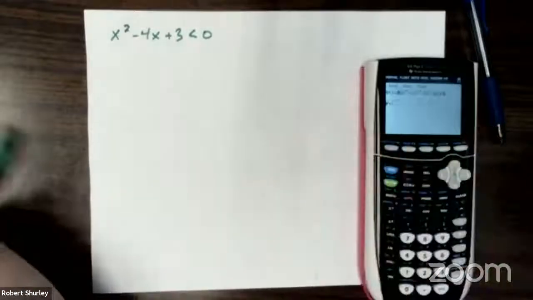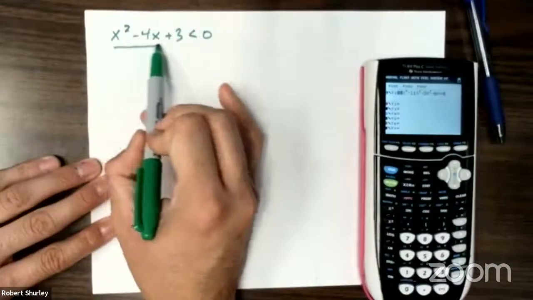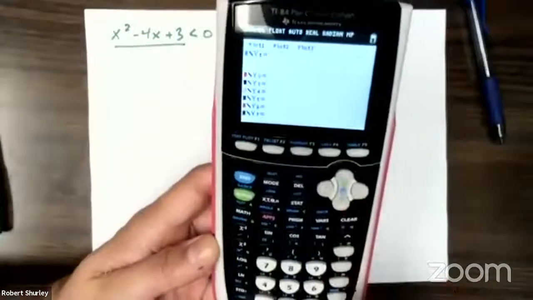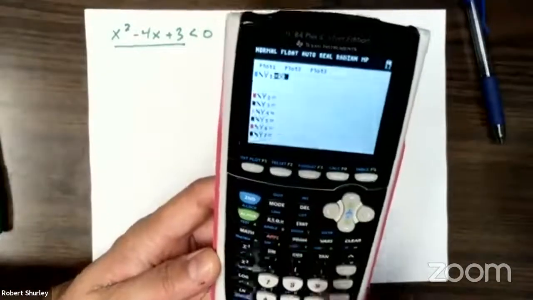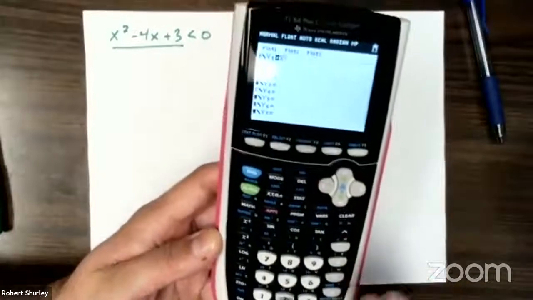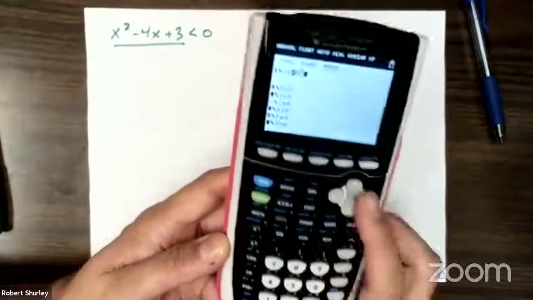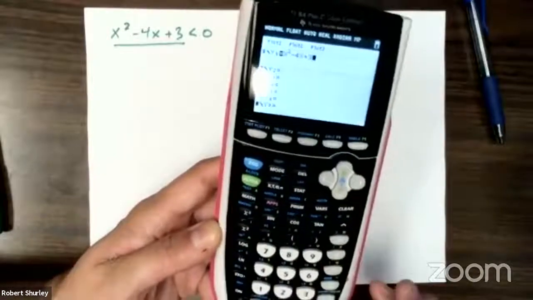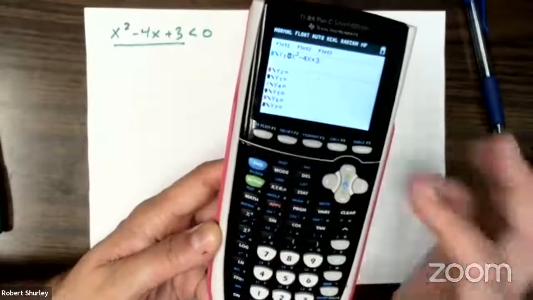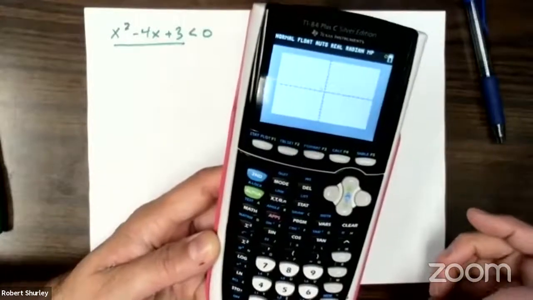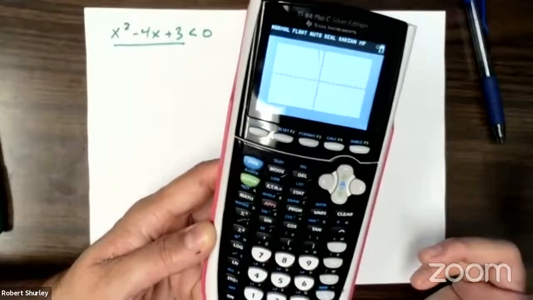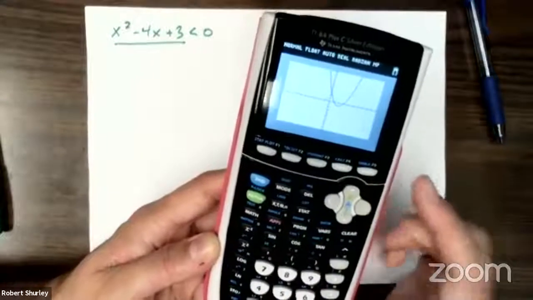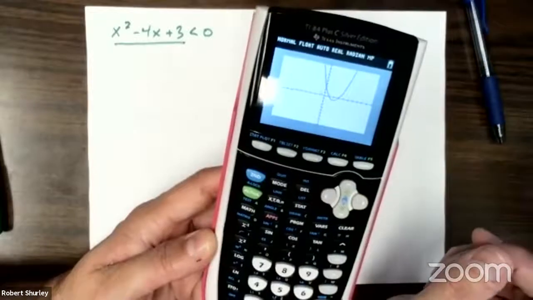So I'm going to go to y equals, and I'm going to put this into my graph. Okay, so I'm going to clear that out. I'm going to do x squared minus 4x plus 3. Okay, and then I'm going to hit graph. Let's see if we can see where these cross the x-axis without actually having to do any real math. We can use the calculator. Yeah, it looks like it crosses at 1 and 3.